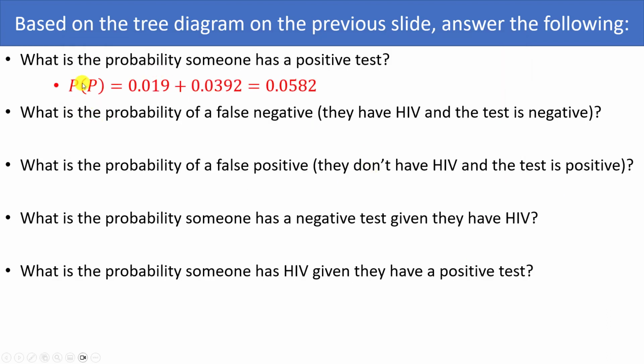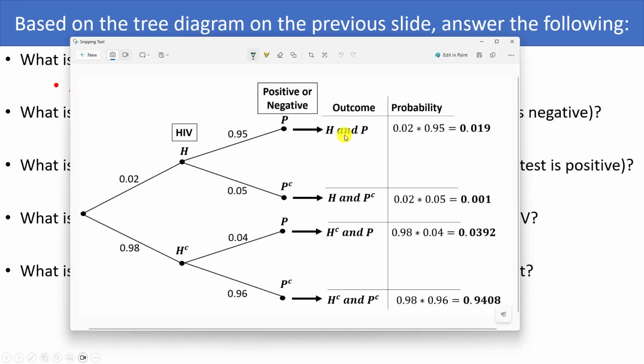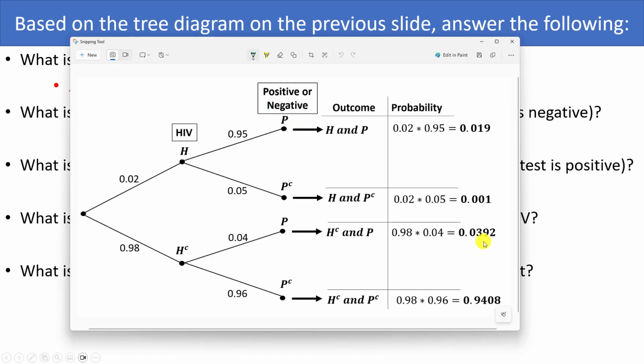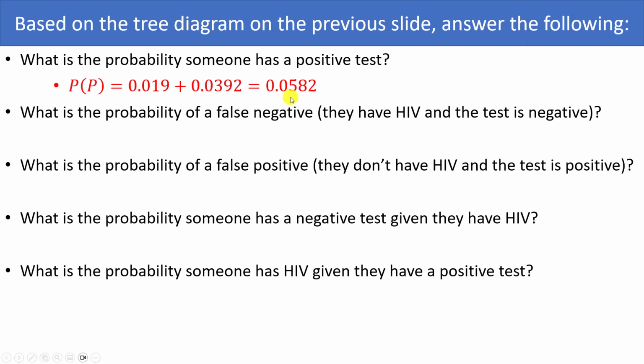So that's what I've done right here. The probability of a positive test is the probability of having a positive test with HIV, that's the 0.019, plus the probability of a positive test without HIV, and that's the 0.0392. So when you add those together, you get 0.0582. There's a 5.82% chance that someone has a positive test. And you could also find the chance of a negative test by taking 1 minus this if you wanted to, but we were only asked for the chance of a positive test.